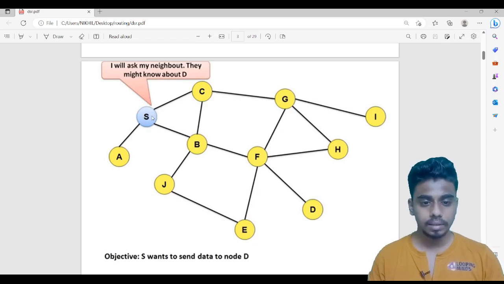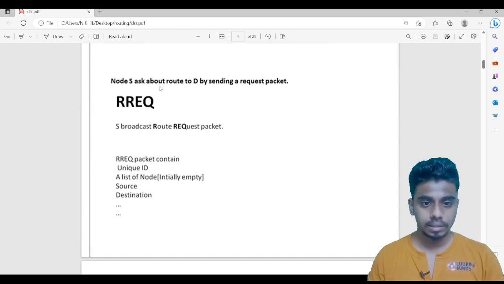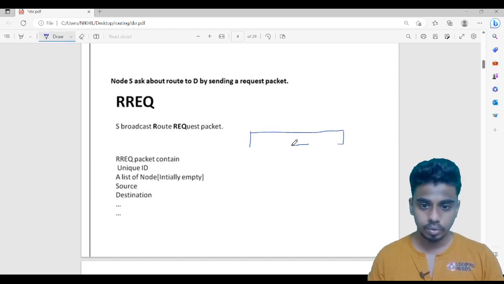So how will it ask? It has to create one route request packet. Node S asks about the route to D by sending a route request packet. That route request packet contains a few things: a unique ID, a list of nodes, source and destination. Suppose you created a packet like this. The first is the unique ID. Let's suppose this ID is 1. Now the source is S, destination is D. Initially the list will be empty. All the intermediate nodes from S to D will be written here.